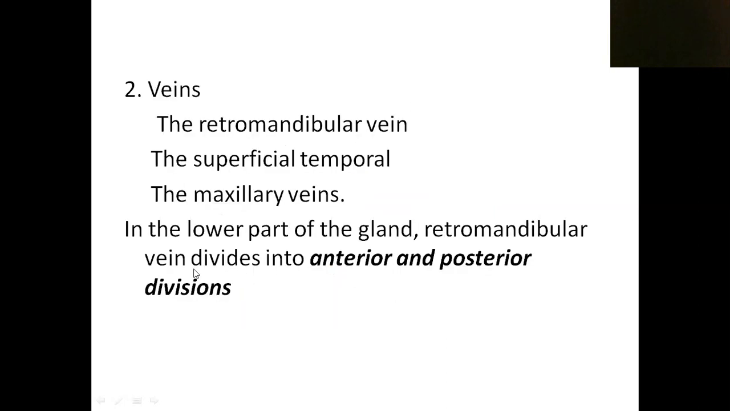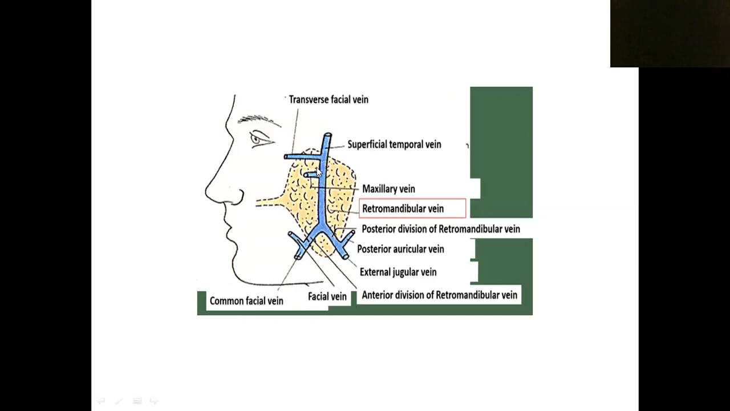Now veins. See there we can see the formation of the retromandibular vein. See this image. This is the retromandibular vein. Corresponding to this maxillary artery, we have the maxillary vein. Like that, corresponding to the superficial temporal artery, we have the superficial temporal vein. So the maxillary vein joins with the superficial temporal vein to form one vein. This is the retromandibular vein. Towards the apex of this gland, this retromandibular vein divides into an anterior division and a posterior division. So these veins are seen inside the parotid gland.